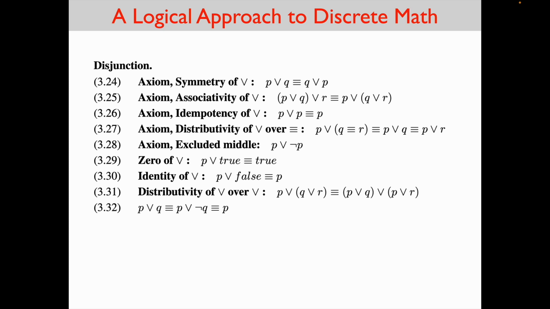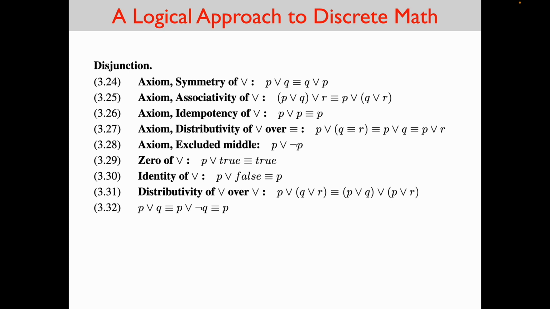3.24 is symmetry of or: P or Q equals Q or P. The second one is 3.25, associativity of or: (P or Q) or R is the same as P or (Q or R). So that's the associativity. And then 3.26 is idempotency: P or P equals P.